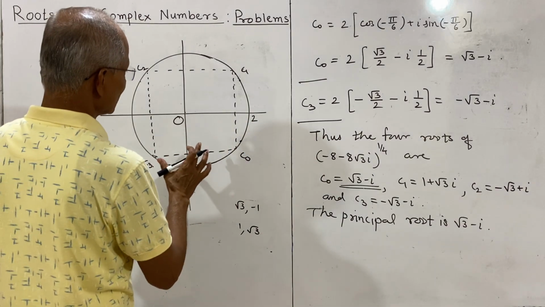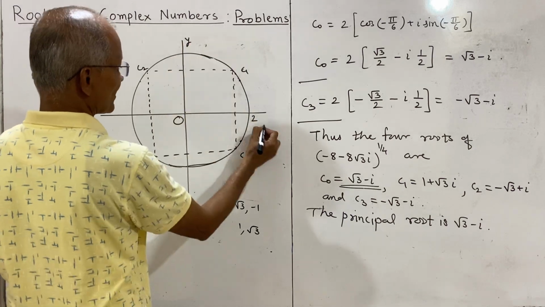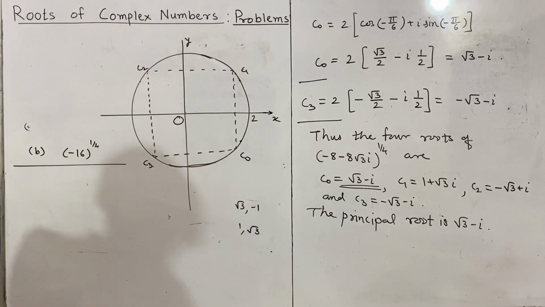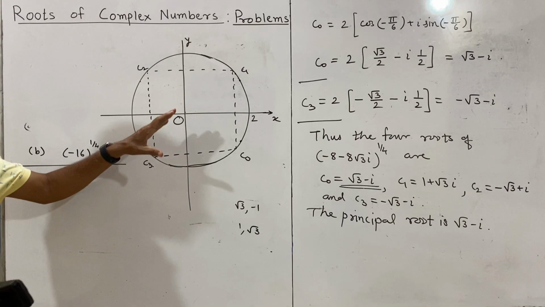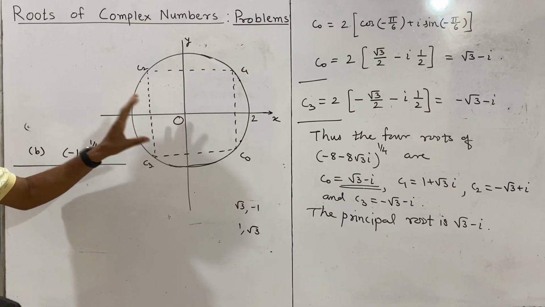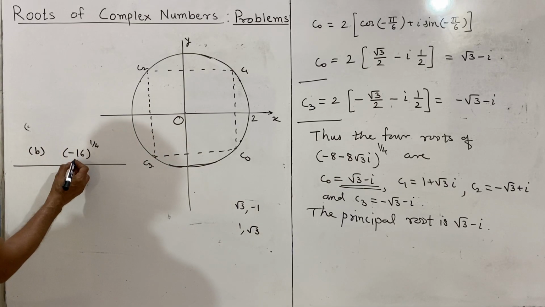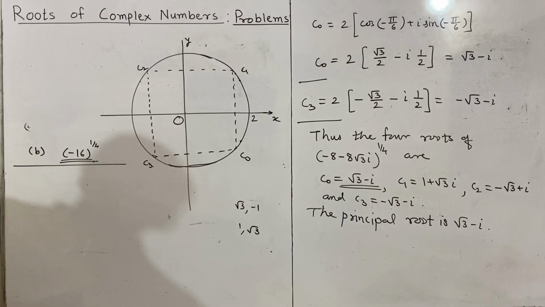So in this way we can find the roots of a complex number, and we can express them as a regular polygon which is inscribed in the circle. So we have solved the first problem, and the second I shall give you as homework, a problem for practice, and I will tell you the answer for the second problem.